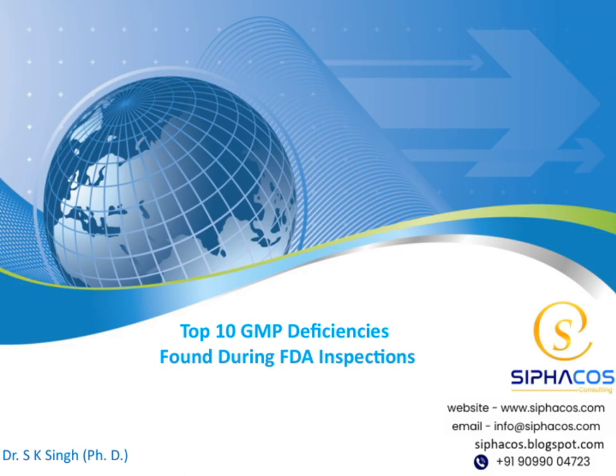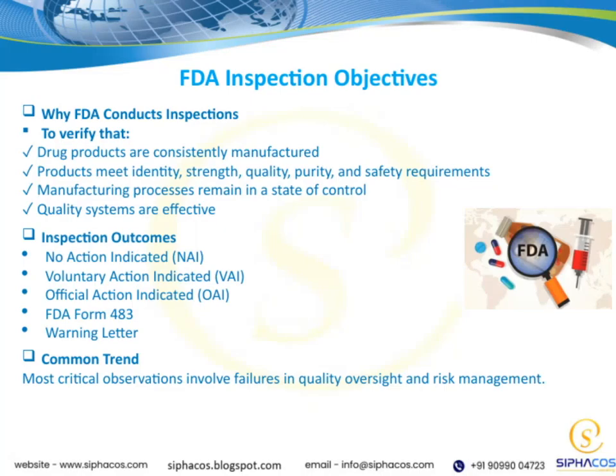Let's get started. When the FDA conducts inspections, they're looking to make sure drug products are made consistently and meet strict standards for identity, strength, quality, purity, and safety. They want to confirm that manufacturing processes stay under control and that quality systems are working effectively.